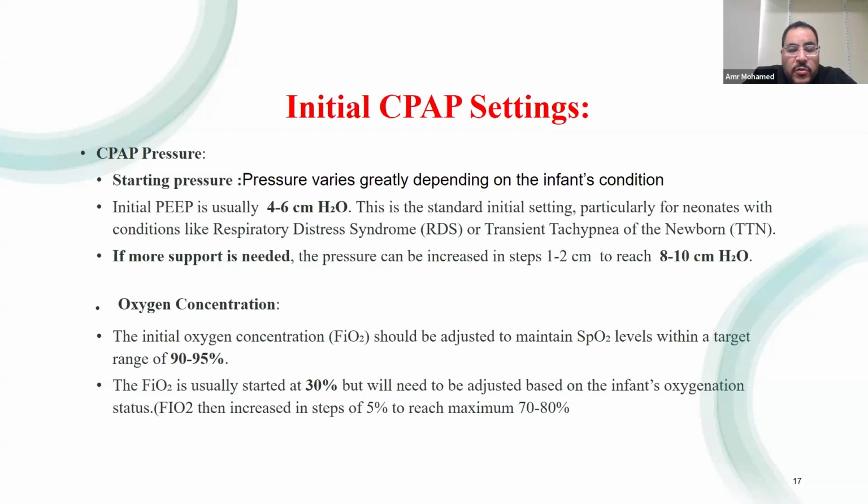The target saturation is to be maintained between 90 to 95. And we start with FiO2 usually around 30 to 40. Actually, it depends on what the oxygen requirement was prior to the CPAP, but I will start with 30 and gradually increase FiO2 in steps of 5% to reach a maximum of 70 to 80%. And that would depend on the clinical assessment and the frequent blood gases we're doing initially when we start CPAP.